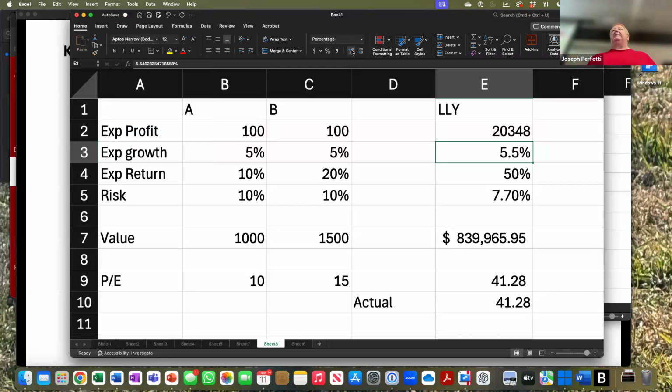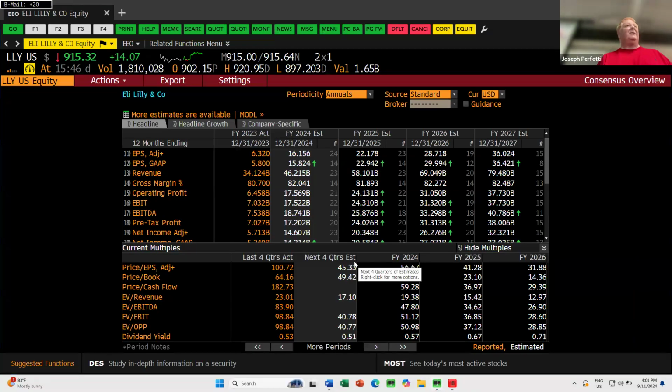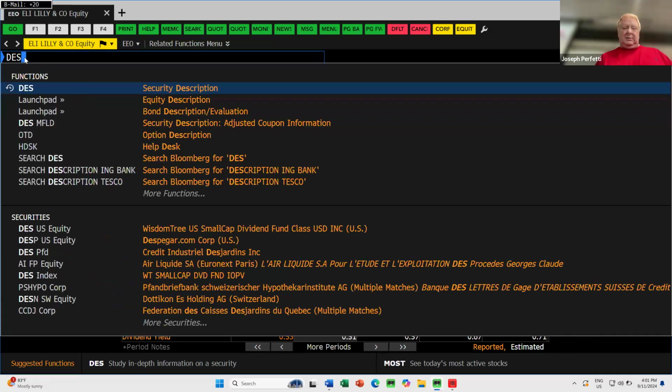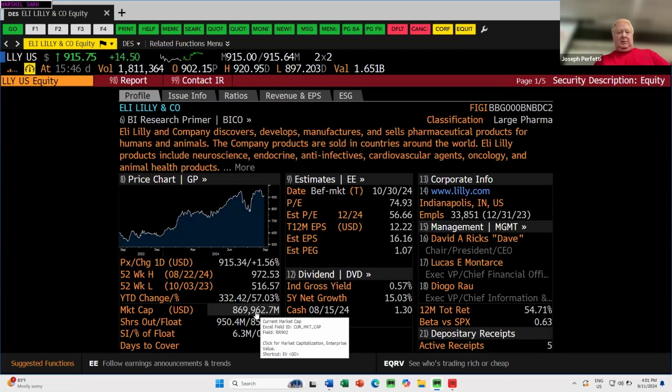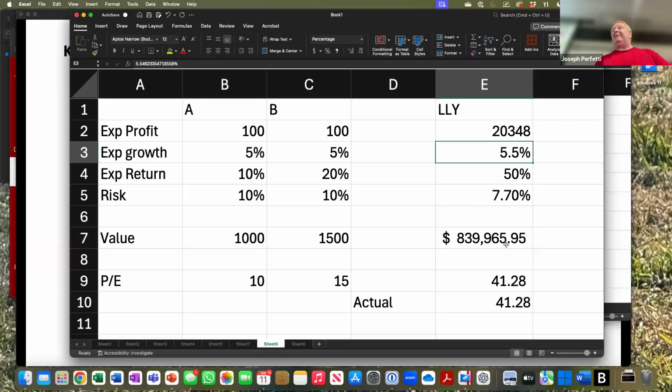This is Lilly's share price today. $20.3 billion of profit, growing at 5.5% at a 50% return and a 7.7% WACC is a PE of 41 and an $840 billion market cap. If I were to go to Lilly today and multiply their share price of $9.15 times their shares outstanding of 950 million, I get a market cap of 869 billion. And I'm at 840. The difference is the cash.